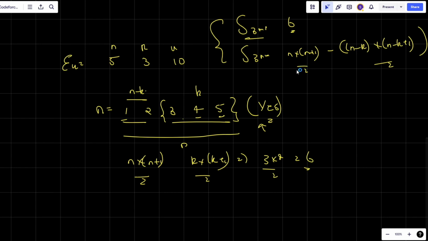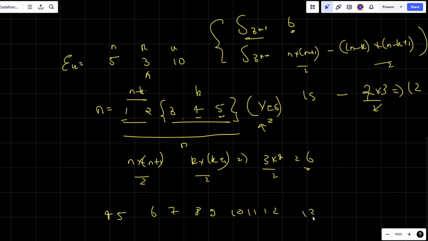If you perform the calculation, what will be the value? 5 into 6, that is 30 by 2 is 15, minus n minus k, that is 5 minus 3 is 2. So 2 into 3 by 2 is 3, so my sum is 12. Now I can say that the only possible sum after adding three elements will lie between 6 and 12. Why am I saying this? Let's understand. My range is 6, 7, 8, 9, 10, 11, 12, and on either side there will be values like 4, 5 and 13, 14.